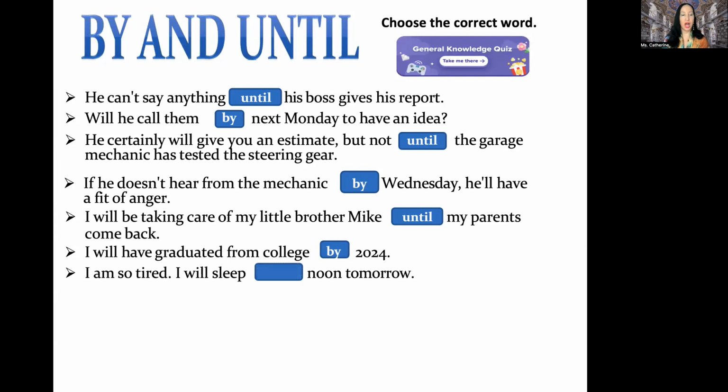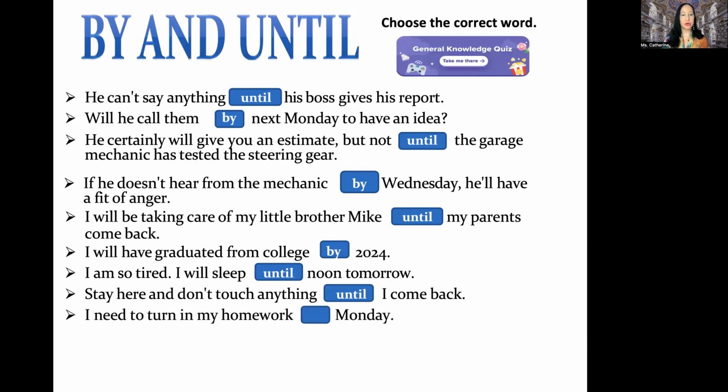How about this one? I am so tired. I will sleep blank noon tomorrow. I am so tired. I will sleep by noon tomorrow, or I will sleep until noon tomorrow. What question does this answer? That's right. The word is until. Stay here and don't touch anything blank I come back. Stay here and don't touch anything by I come back, or until I come back. What question does this answer? Until, okay?